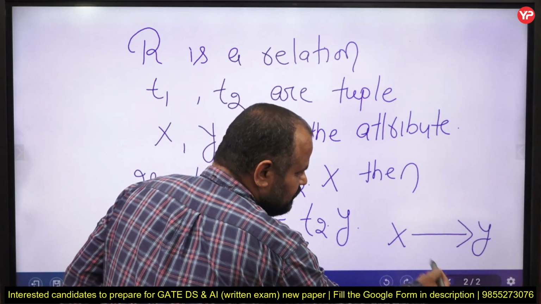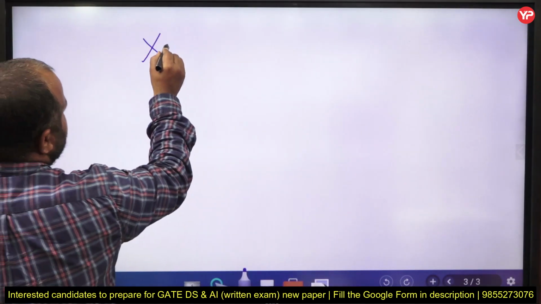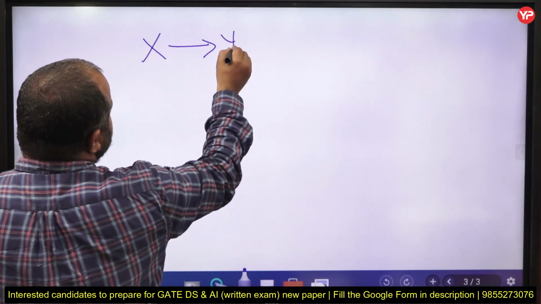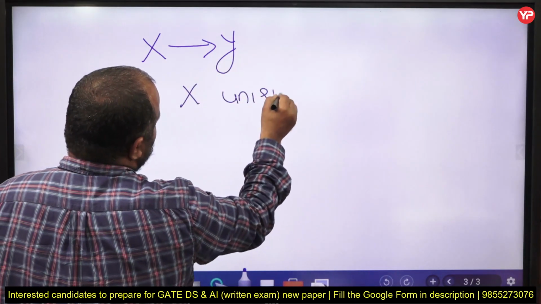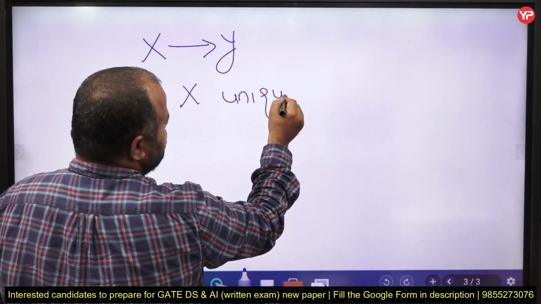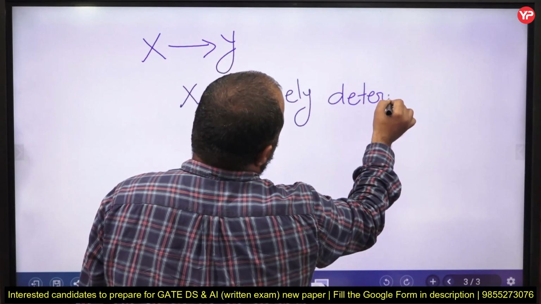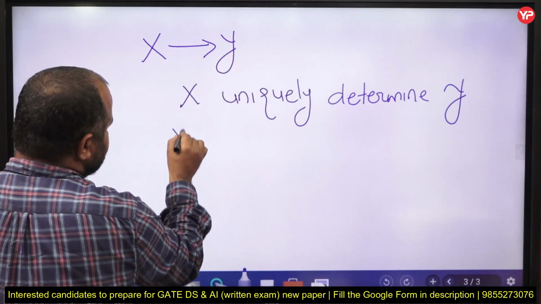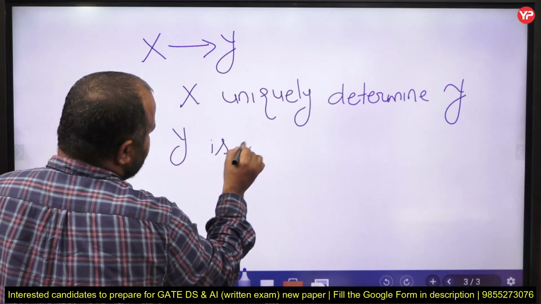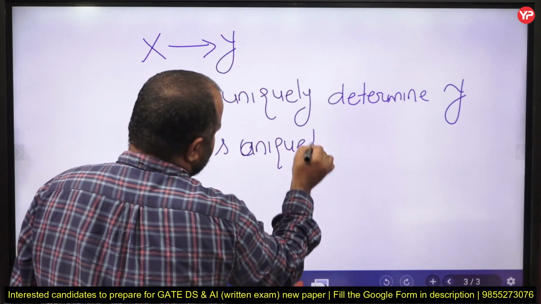So what is the meaning of X arrow Y? See how we can read this. X arrow Y means X uniquely or functionally determines Y, or I can say Y is determined by X, Y is uniquely determined by X.